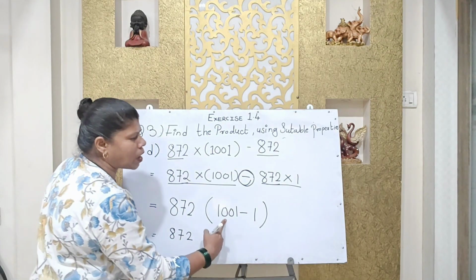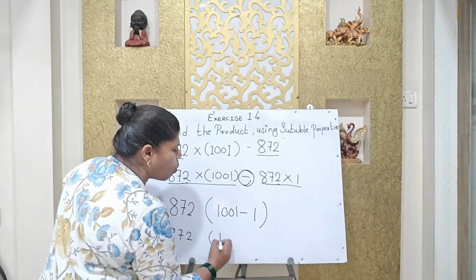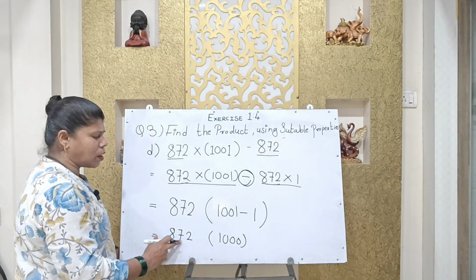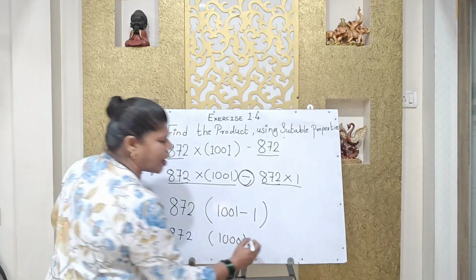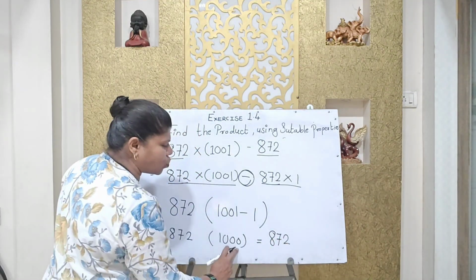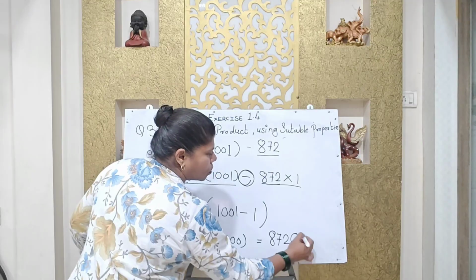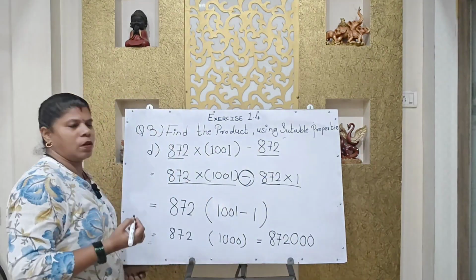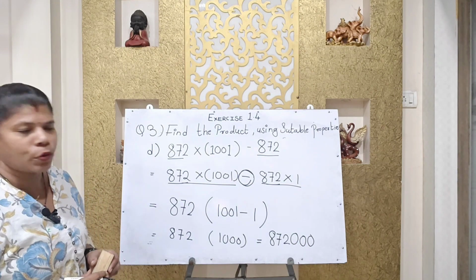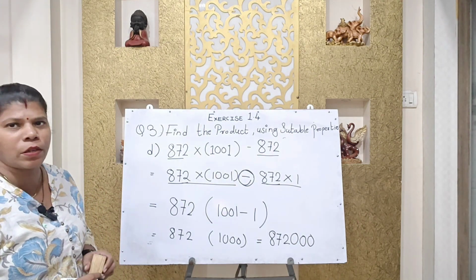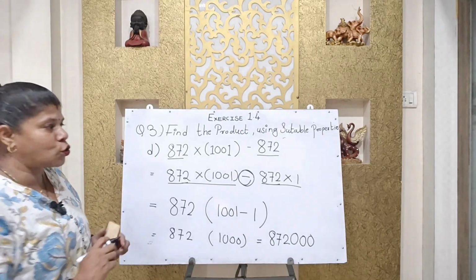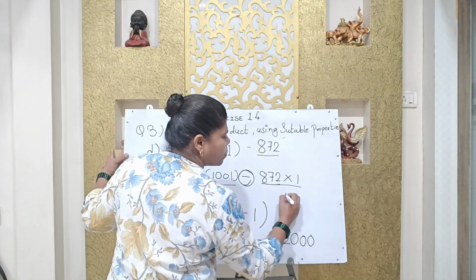872 times, 1001 minus 1 will be 1000. Now multiply 872 by 1000. I have to write just 3 zeros after 872. This is a trick. Without doing any calculation, we can write down the answer. Okay, got it? Write down the answer. Which property have we used here? Distributive property. Which property?